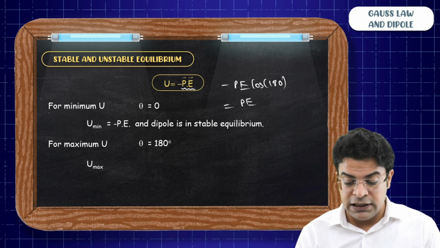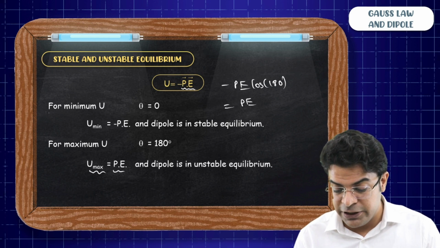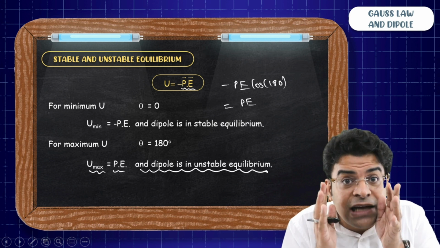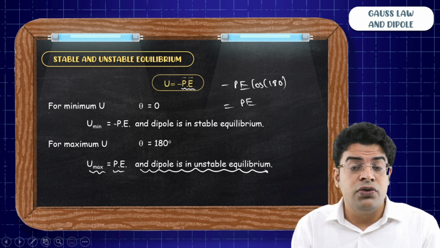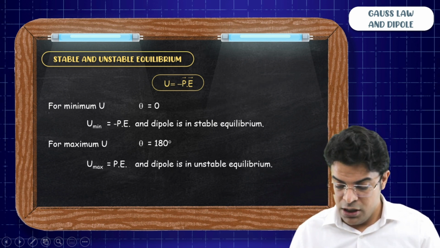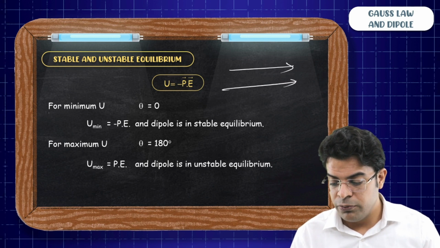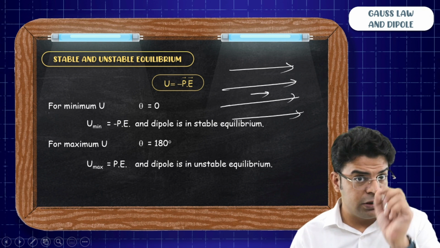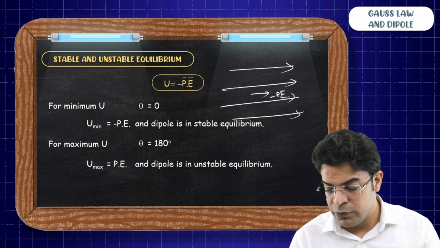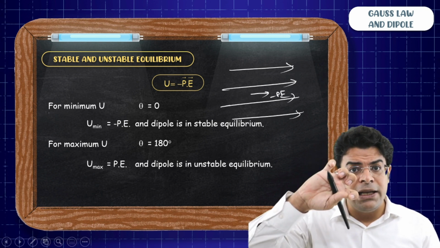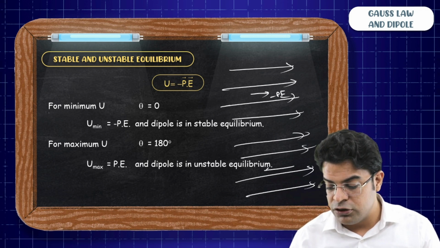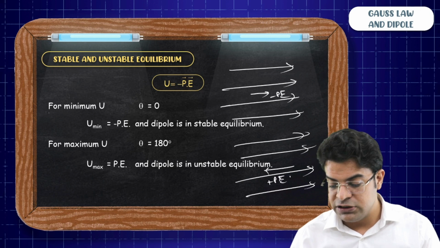So the maximum possible potential energy is plus Pe, and the dipole has got maximum possible potential energy, so it is unstable. So it is in unstable equilibrium. When the dipole is in the direction of the field, the potential energy is minimum, equal to minus Pe. When the dipole becomes anti-parallel to the field, the potential energy is maximum, equal to plus Pe. Keep this in mind.